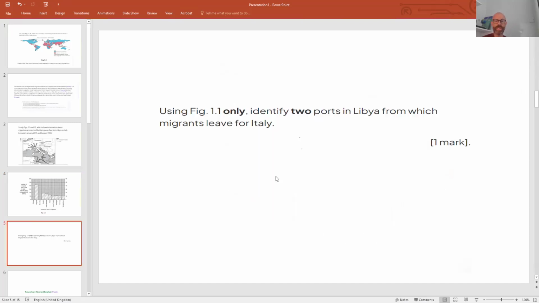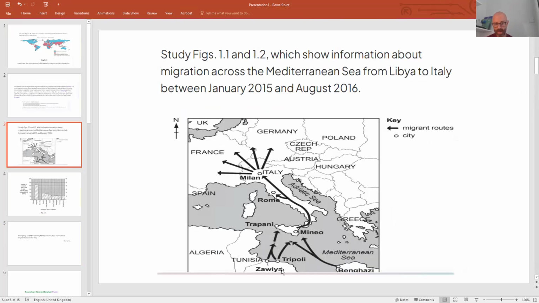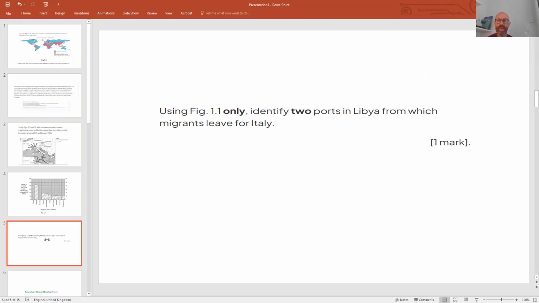So the first question is pertaining to the one with the arrows. Using figure 1.1 only, identify two ports in Libya which migrants leave from to Italy. Okay, so here we go. Let me just check that again.